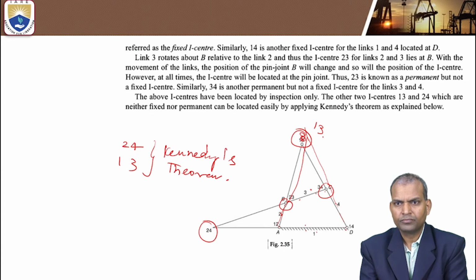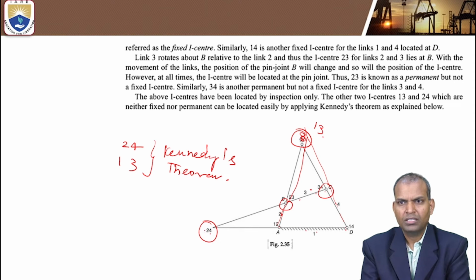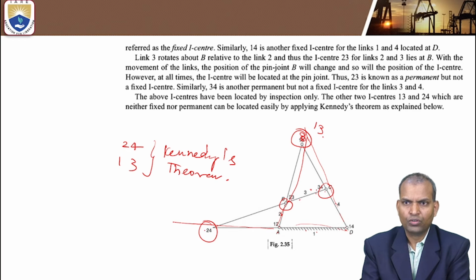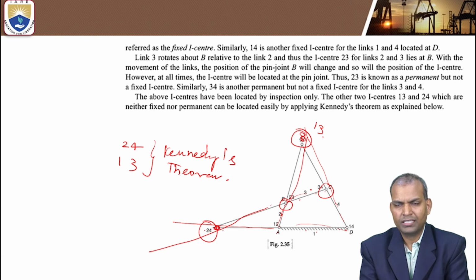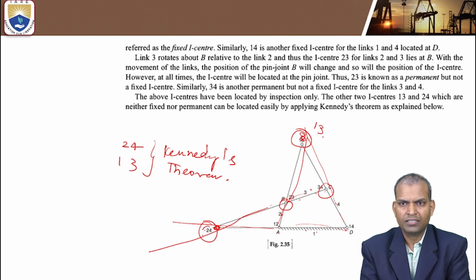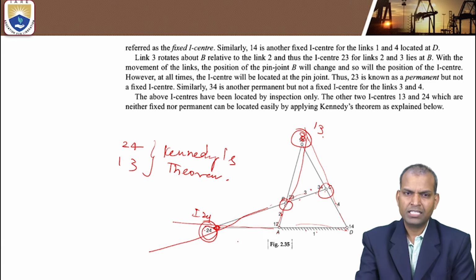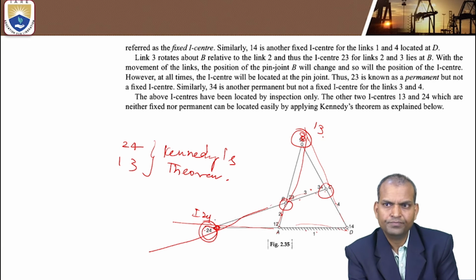Let us see how the I center 2,4 came out. I1,2 and I1,4 is extended. Another one, I2,3 and I3,4 extended. The intersection of these two straight lines is the I center 2,4. So how many I centers are observed here? I12, I14, I23, I34, I24 and I13.